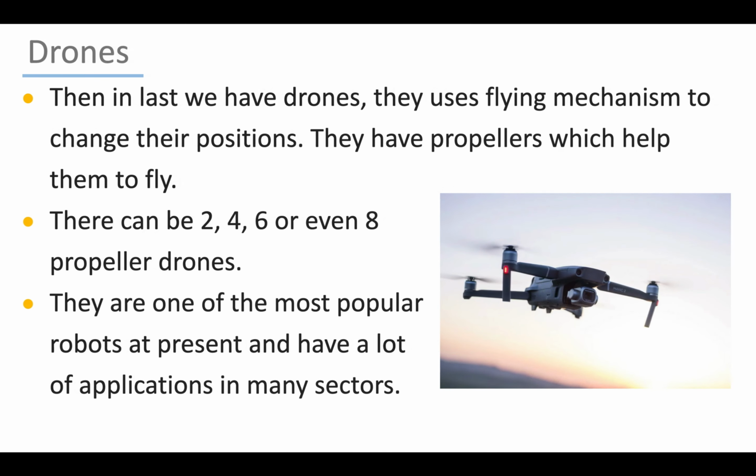And then in last, we have drones. They use a flying mechanism to change their positions. They have propellers which help them to fly. And just like the wheels, there can be 2, 4, 6 or even 8 propeller drones. And they are one of the most popular robots at present and have a lot of applications in many sectors.